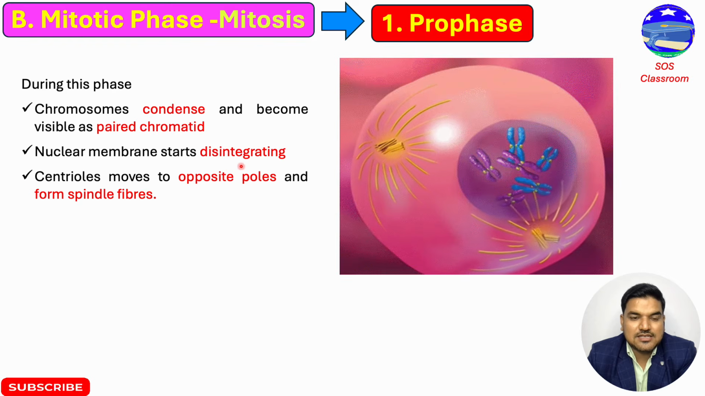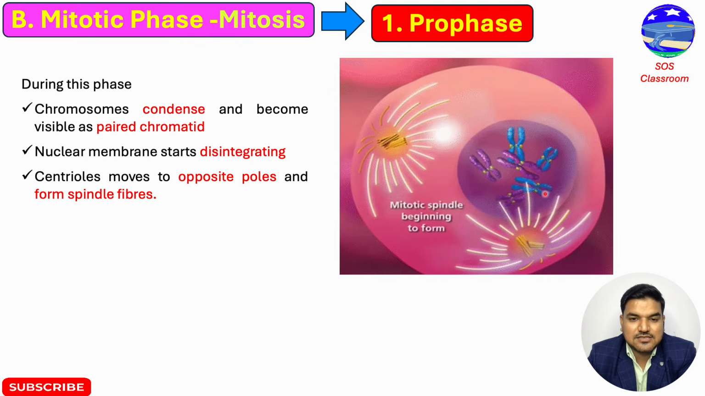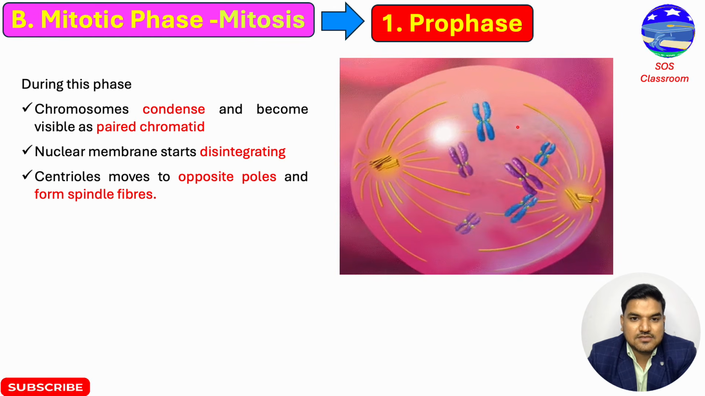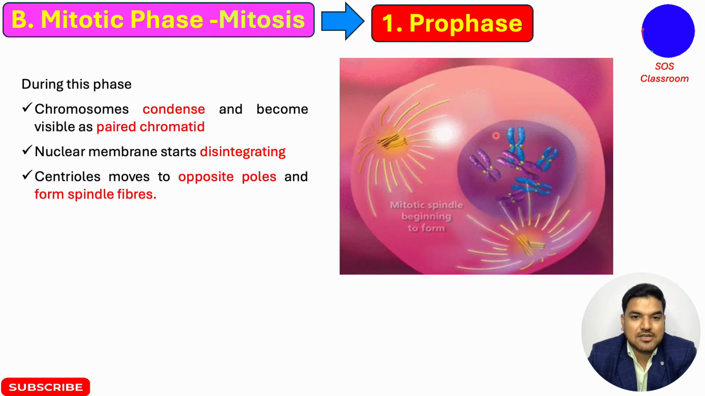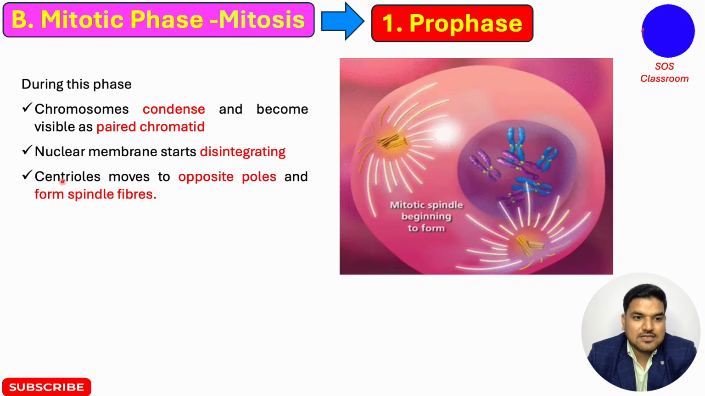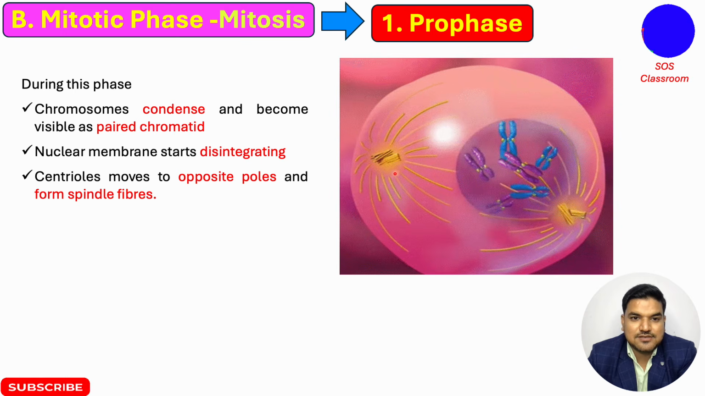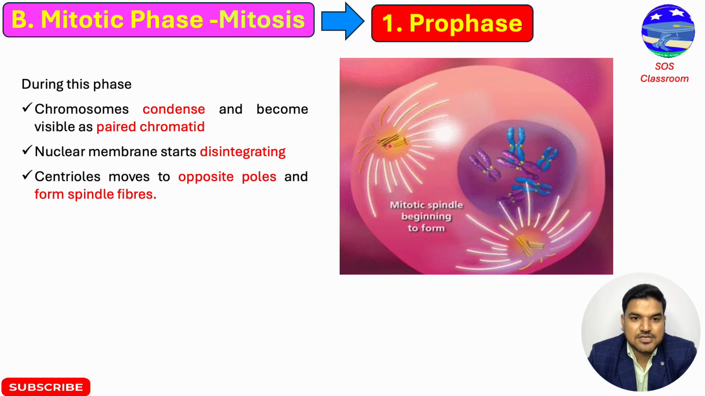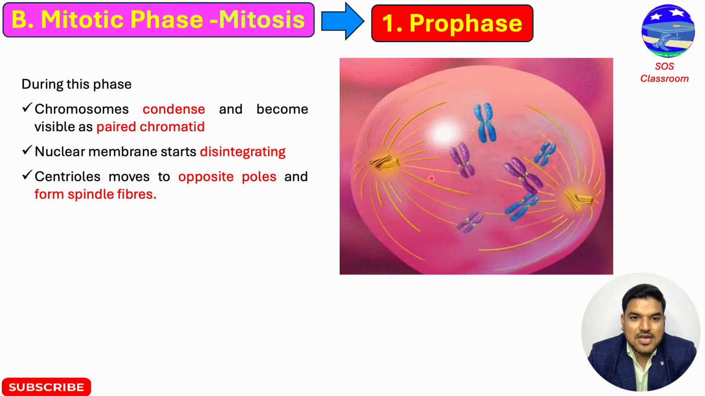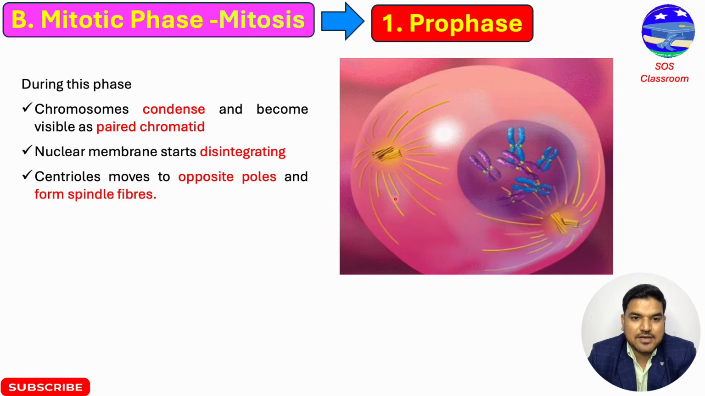Next, what will happen? The nuclear membrane starts disintegrating. You can see this is the nuclear membrane and it is disintegrating, meaning disappearing of the nuclear membrane or nuclear envelope. Next, the centrioles move to the opposite poles and form spindle fibers. You can see the centrioles move to the opposite poles and the spindle fibers form. These are the spindle fibers.